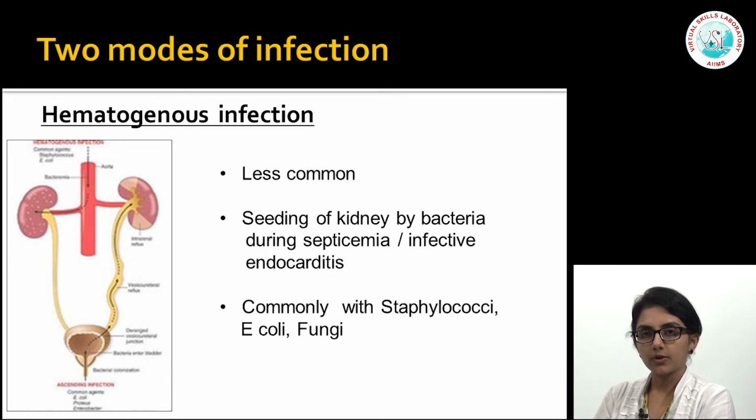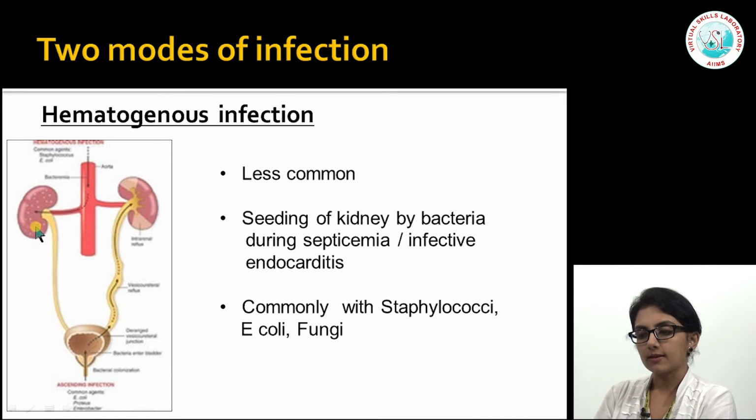Let's get on to the next mode of infection, that is a blood-borne or hematogenous infection. This is a less common form of infection in pyelonephritis. And basically what happens is that there's seeding of the kidney by bacteria during a septicemic event or, for example, infective endocarditis. And the bacteria that are commonly involved would be Staphylococci, to a lesser extent E. coli. And you can even have fungal infections with, for example, mucormycosis, presenting as a blood-borne pyelonephritis.